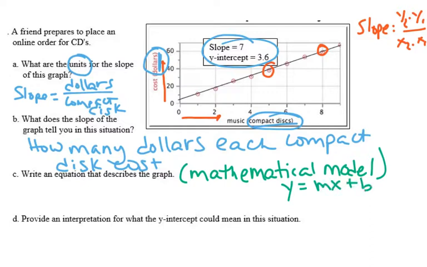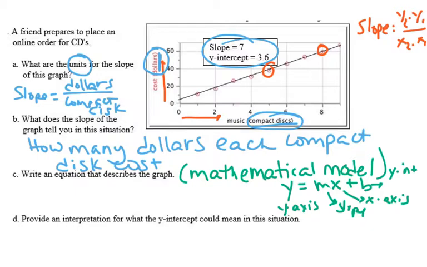Okay, so the y is whatever is on your y-axis. M is your slope. X is your x-axis. And your b is your y-intercept. Okay? So it's called slope-intercept form. We're going to be using that to write all of our mathematical models for all of our graphs.